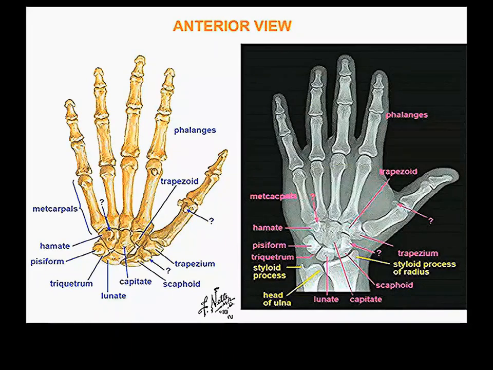All right. These are the bones of the wrist, the carpal bones. Here they are. My mnemonic for these bones: triquetrum, lunate, scaphoid, trapezium, trapezoid, capitate, hamate. That's my mnemonic. You may have another one. It works. I forgot pisiform.